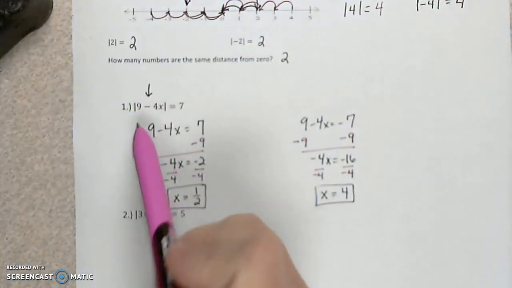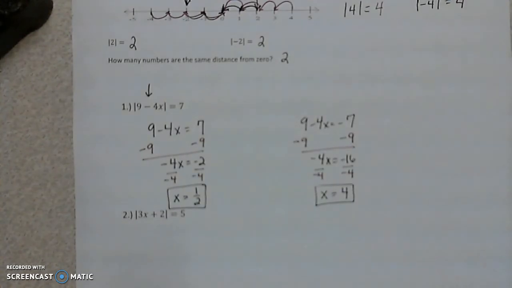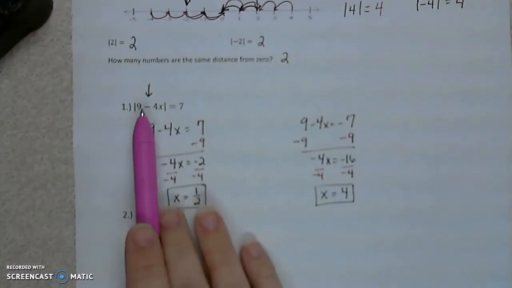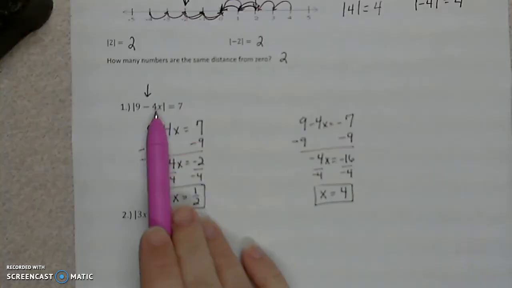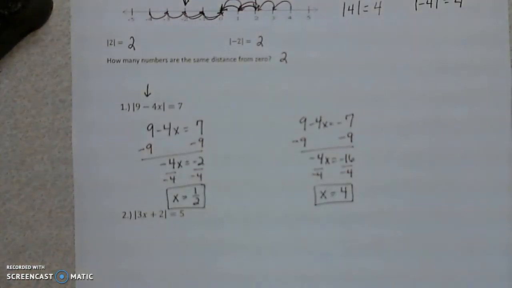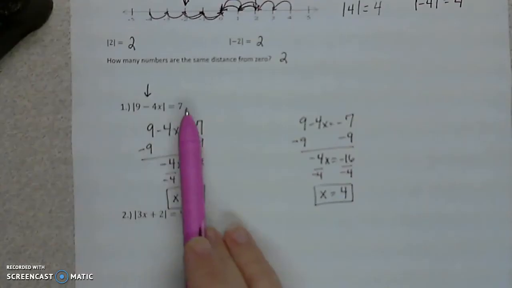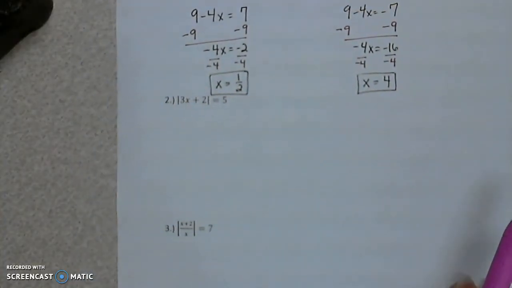Also, the calculators in the classroom have an absolute value function, so you could real quickly check your answer using the calculator. Alright, when x is 4, I say 9 minus 4 times 4, so 9 minus 16 is negative 7. What's the absolute value of negative 7? 7. Or what is the distance of negative 7 from 0? Would be 7. Okay, let's look at the next one.